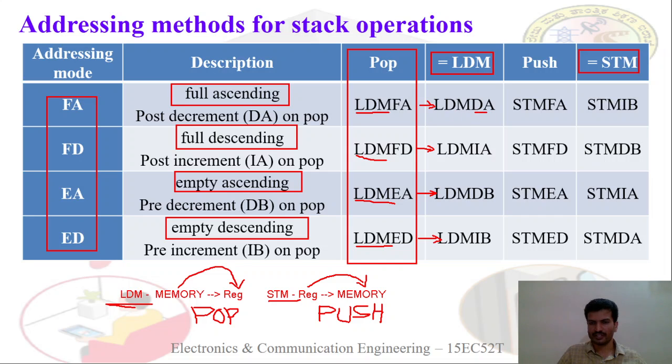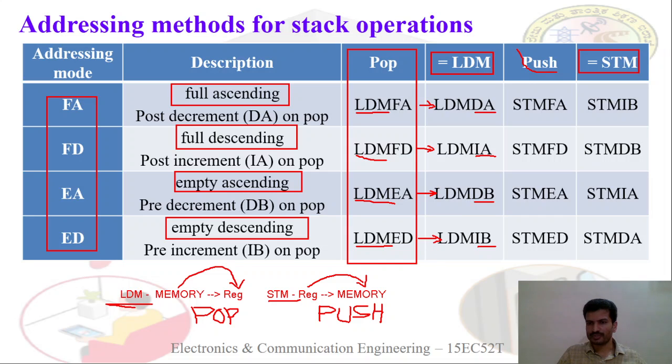DA means decrement address by 4 after each load. So here, increment address by 4 after each load. So here, decrement address by 4 before each load. So here, sorry, increment address by 4 before each load.